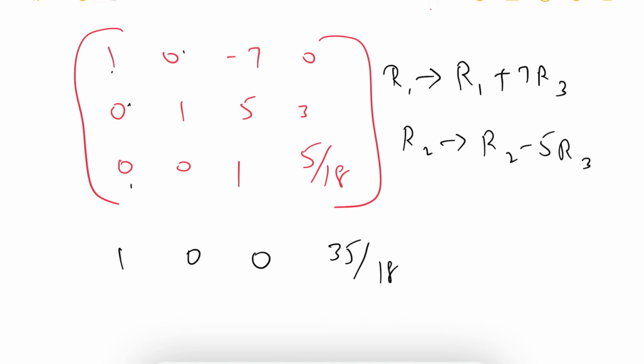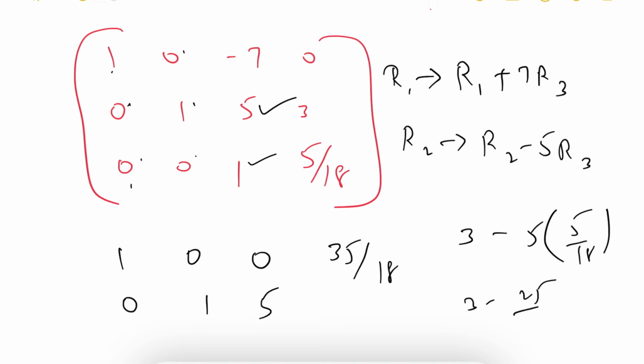Second row. Here 0 0 is there, so no problem. Here 1 0 is there, so no problem. It will be the same, 0 1 only. 5, this is 5 1s are 5, 5 minus 5 is 0. Then comes R2: 3 minus 5 into 5 by 18. 3 minus 25 by 18.